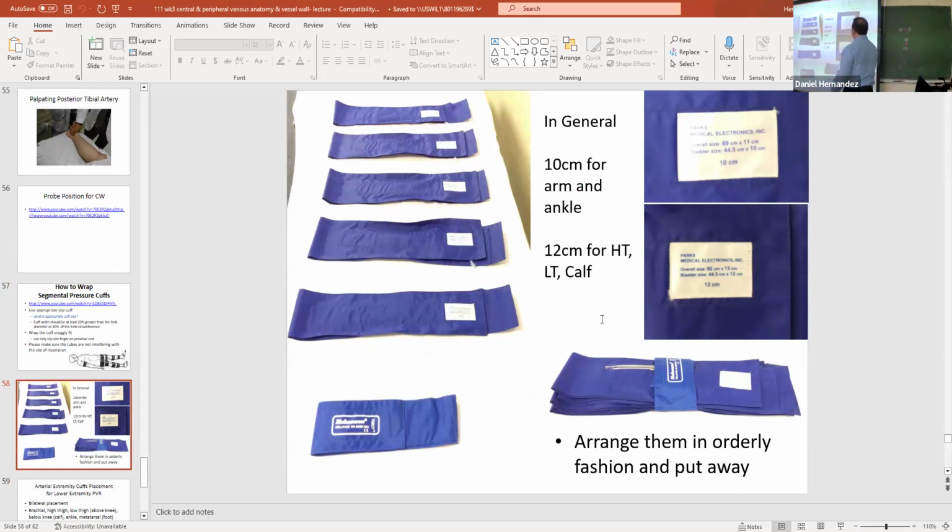So this is what we're practicing in lab. Again, we have 10 centimeter cuffs for the ankles and the arms, 12 centimeters for the high thigh, low thigh, and calf. And then we have that 7 centimeter metatarsal cuff that goes around the foot. Then try and arrange them after you're done in nice orderly fashion so it's easier for the next person, or if it's you coming back in to do another exam.